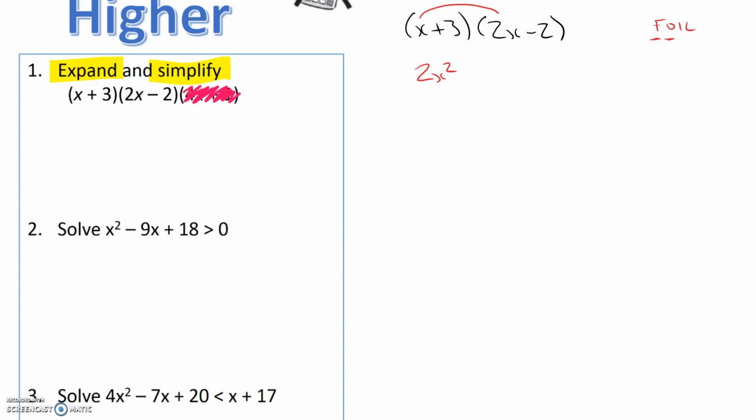Right, so I've done F, the firsts. Let's look at the O in FOIL, the outers. Well, that's going to be the first and the last term. So we've got to do x multiplied by negative 2, or negative 2 multiplied by x. That's going to give me a negative, positive times a negative, negative 2x. Now let's look at the I in FOIL. Right, the I in FOIL is going to be our inners. That's the inner two terms. Okay, the positive 3 multiplied by the positive 2x. 3 times 2x. That's going to give me 6x. So we're going to get plus 6x.